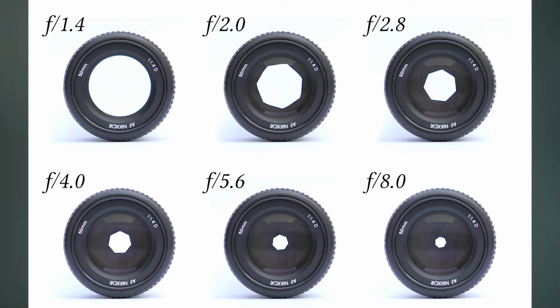Now how aperture works is the lower that number, or the lower the f-stop or aperture, the wider open that lens is going to be, so letting in more light. And the higher that number, the smaller it's going to be.